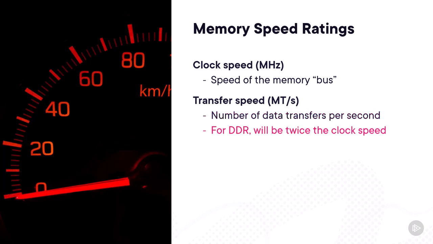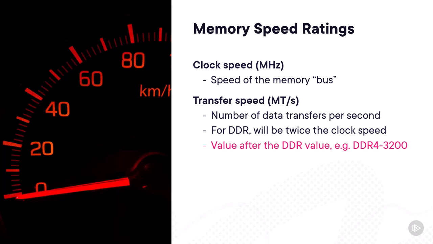Now remember that DDR, or double data rate memory, can make 2 transfers in 1 clock cycle, unlike the older SDRAM. So the transfer speed of a DDR module will be 2 times the clock speed of the bus. This number typically appears after the DDR generation specifier. So for example, DDR4-3200 means that the rated transfer speed is 3200 megatransfers per second.